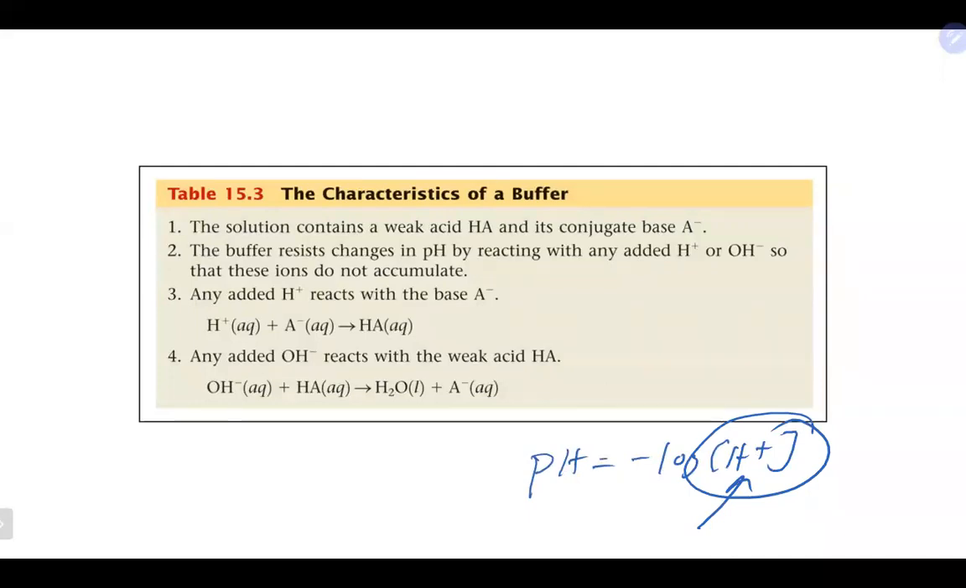So again, common buffers, like I talked about, acetic acid and sodium acetate, like I think we'll do in lab today, HF and F minus, ammonia and ammonium chloride. Carbonate type buffers, like in your body, are common ones as well. So it does again need to be a weak acid or a weak base for it to be a buffer.